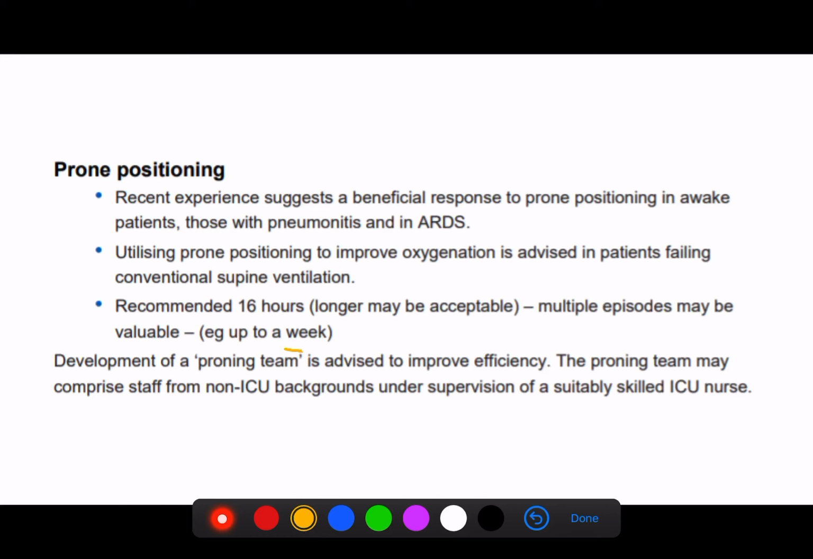The guidelines themselves talk about having proning teams, and actually a lot of trusts have really taken this on board, and a lot of the non-intensive care doctors, people like neurosurgeons and orthopedic surgeons who are used to proning patients, have formed part of these teams. I think they're a fantastic utility to have and something that should be developed in every hospital that looks after COVID positive patients.